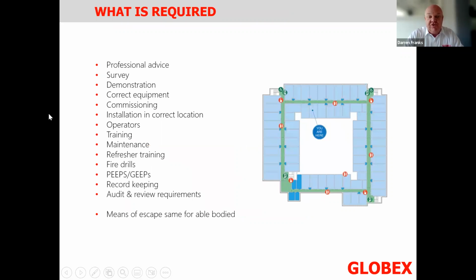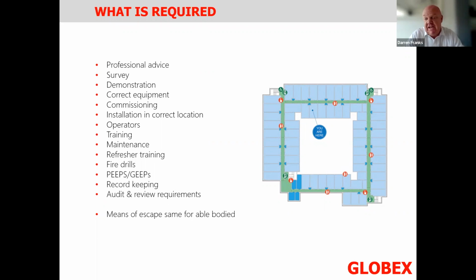So in our opinion, what's required? Again, I will speak even faster, so there is time for questions, hopefully at the end. The first thing is to get professional advice, experts in their field. And if you haven't got equipment already, have a survey done. Surveys and demonstrations should be free of charge, where a company will come out and you can actually understand what you're purchasing, as opposed to just going online, seeing a product and ticking a box, which, as I said earlier, becomes a tick box exercise.